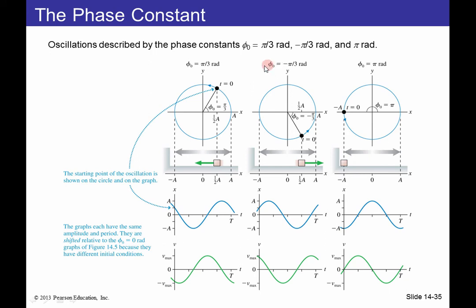Here we have an initial condition of minus pi over 3, that is minus 60 degrees. So you would be starting somewhere right here, right? And then finally you have a phase constant of pi, which is all this angle here, 180 degrees, so you will be starting somewhere here. So that is the idea of a phase constant, an extra quantity that we need to describe harmonic motion.